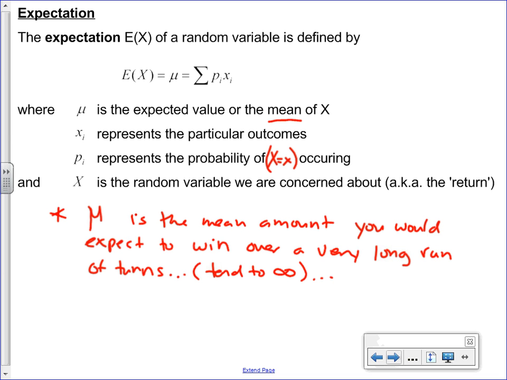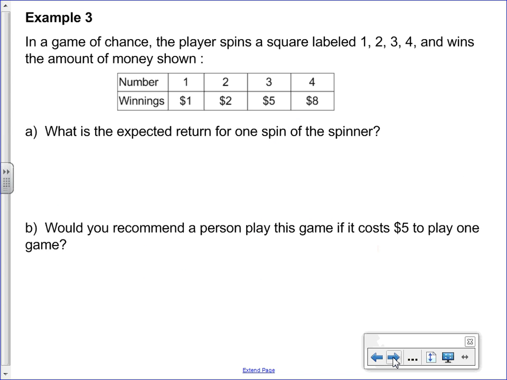Okay. So consider this game. You have to pay $5 to play this game. Just $5. That's it. You have a chance of winning up to $8. What? That's like a 100 and some odd percent return. Awesome. Well, if you're spinning a rotator, you get 1, 2, 3, or 4. If you get a 1, you get $1. 2, you get $2. 3 is $5, and 4 is $8.